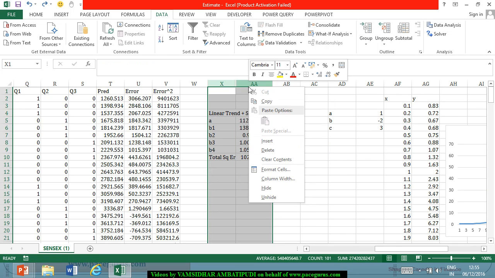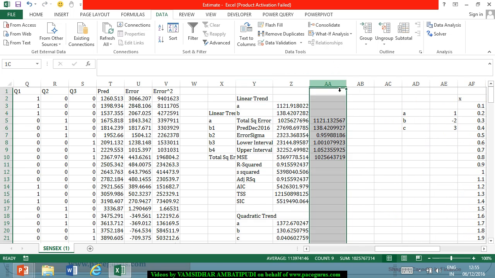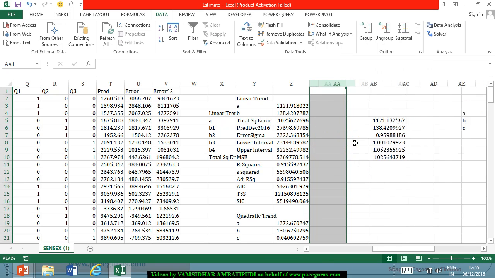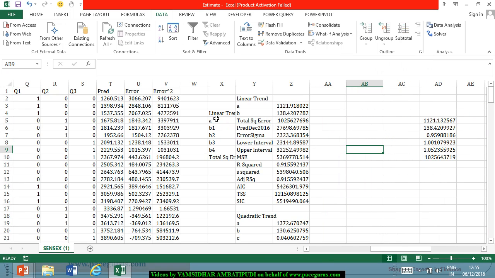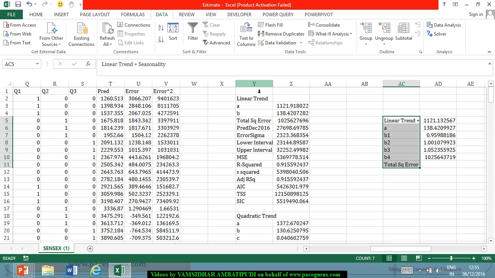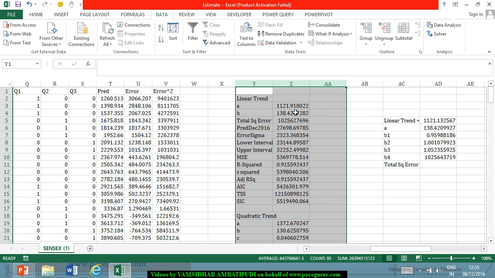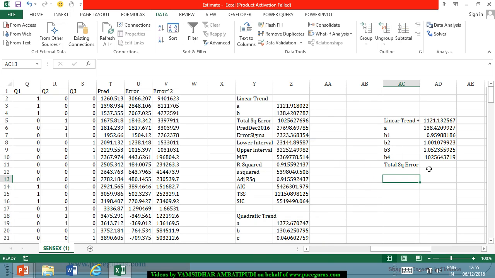Let's unhide this. Right, let me insert a few new columns out here, and let me cut this stuff from here to here. Then I can very well, okay, now here is the total squared error that I am getting. Once I have my total squared error, I can get the predicted value for December 16 using this.